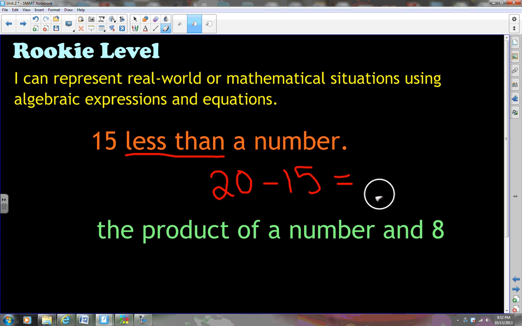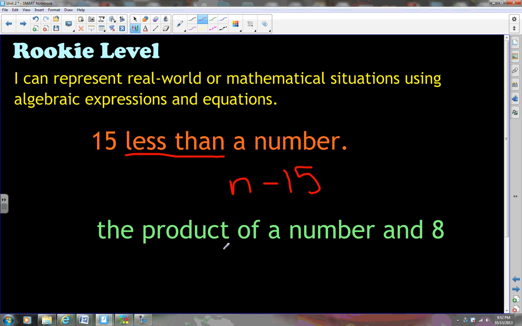So what I'm going to do is take out the 20, and that's where I'm going to put my variable. I'm going to choose n for my variable because n represents this unknown number that I have. So here's my first expression, n minus 15.